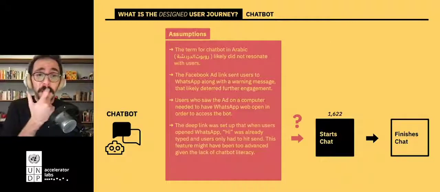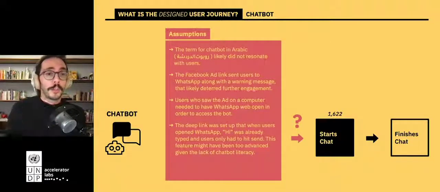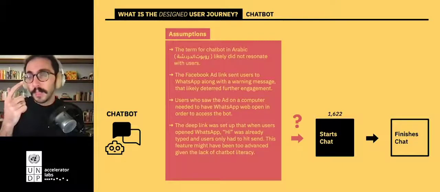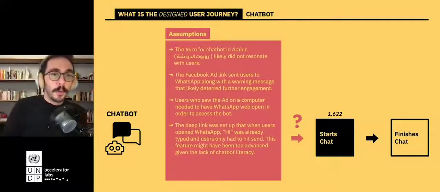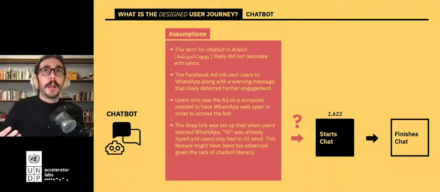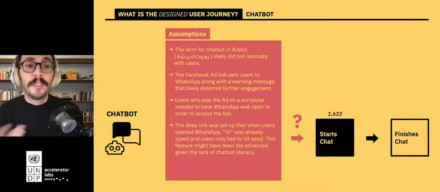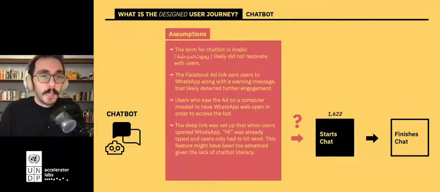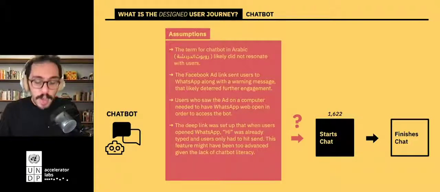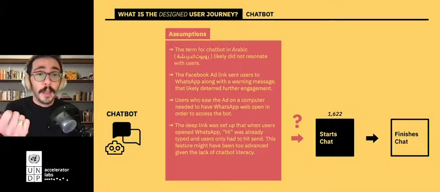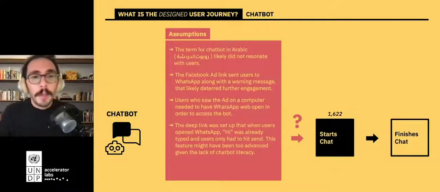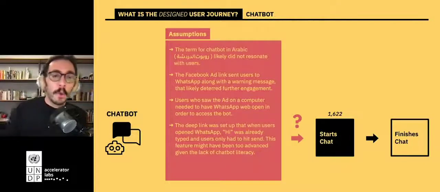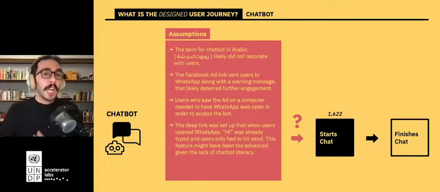The deep link that we had set up had some sort of a message that said hi that showed up as soon as people opened WhatsApp. And this feature might have been a bit too advanced. It did not really help us with users that are not chatbot literate. So they saw hi, and if they accidentally sent the message and received the reply back, a lot of messages that came in said, how did you get my number? Who are you? And why are you talking to me? So they didn't really understand how the chatbot interaction works.